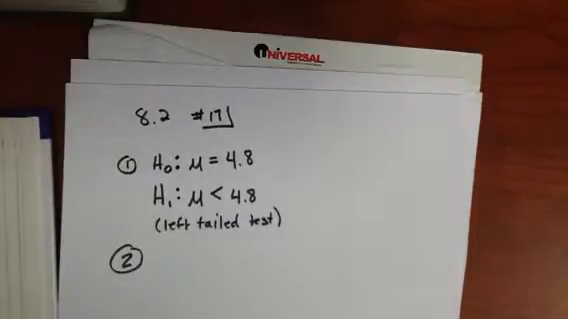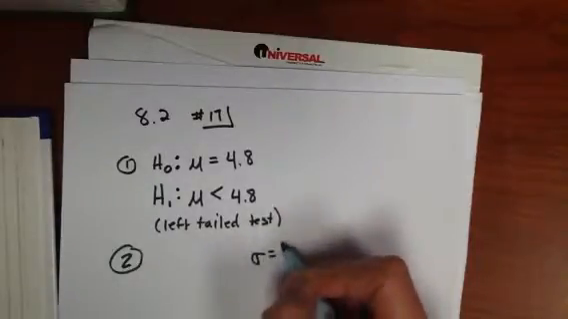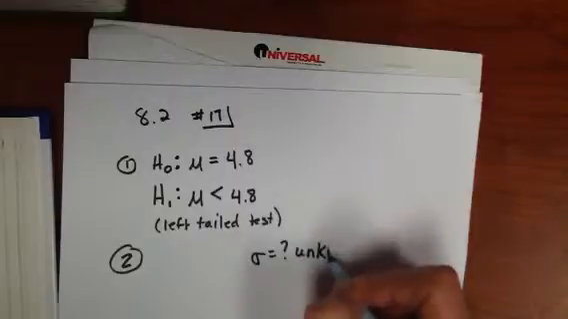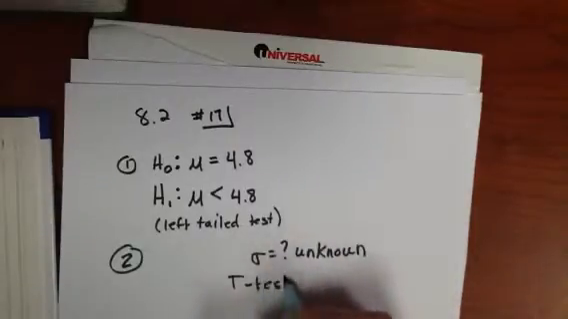Remember, step 2 is the test statistic. At this point, we need to know, are we using a z-test or a t-test? To use a z-test, we need the population standard deviation, or sigma, which is unknown. We don't know this, right? Therefore, we're going to use a t-test.